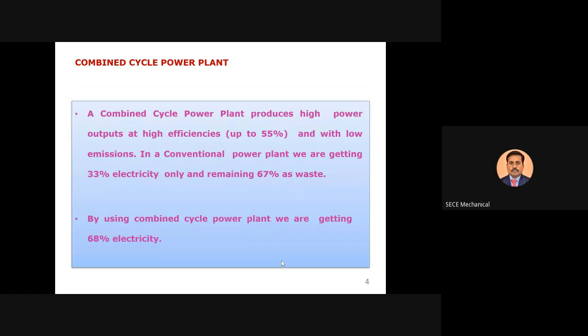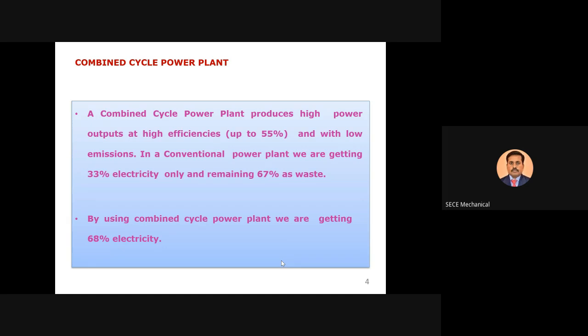So what is the concept behind the combined cycle power plant? Normally a combined cycle power plant produces high power output at high efficiency, maximum 55% with low emission. That is very important if you want to control emission, because in a coal-based thermal power plant, due to coal firing, the emission comes out from the exhaust gas. At the same time, the exhaust has some heat energy. That heat energy can be utilized with the help of another plant or another cycle.